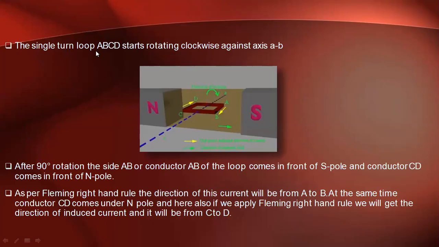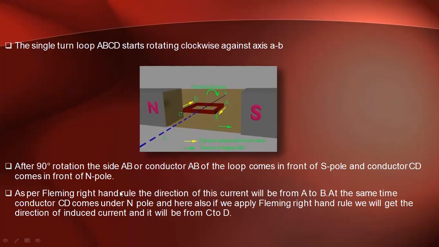induced. So this single turn ABCD is rotating clockwise. Let's say I'm assuming it like this. When it rotates in the clockwise direction, after 90 degrees, AB comes in front of the South Pole and CD comes in front of the North Pole. Now there is a flux linkage between these two conductors. Due to this magnetic flux linkage, EMF is induced. Hence, the EMF induced is maximum in this second position.